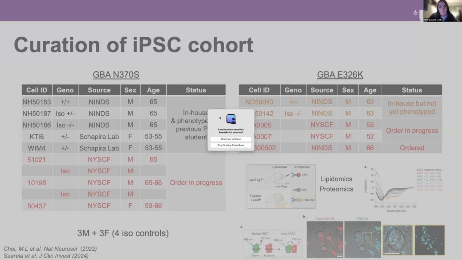So at the moment, the progress has been ordering them all in, making sure that we've got a good bank of lines. But unfortunately, they're not here yet. So when they get here, we'll get working on that.